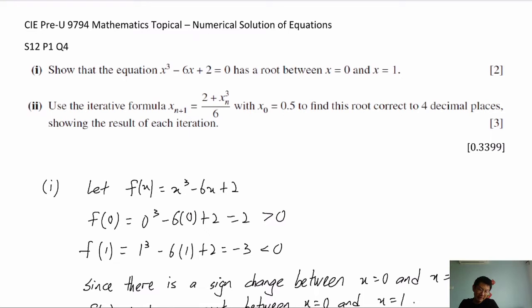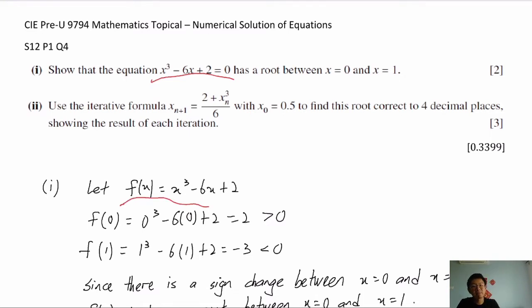So the first thing is, once we are given any equation, we need to rearrange this equation until we get a 0 on one side. And what we do is we let the equation be f(x). Okay, we let the equation be f(x).